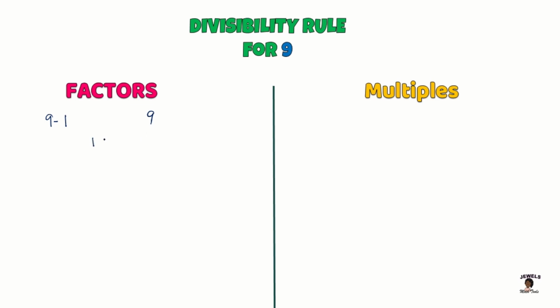So we can multiply 1 times 9 to get 9. And as you see, we have 1 and 9 listed. And then we can also multiply 3 times 3 to get 9. So the other factor of 9 will be 3.